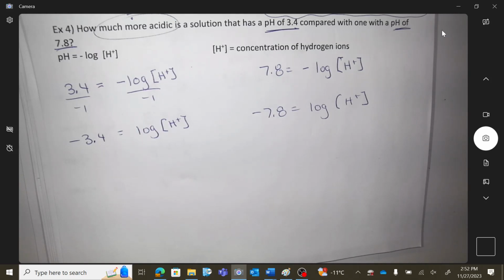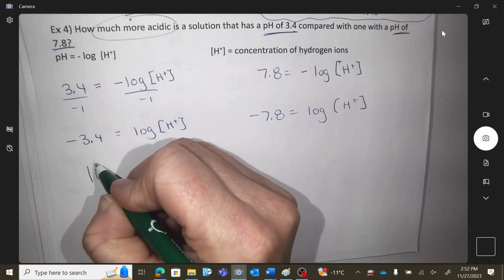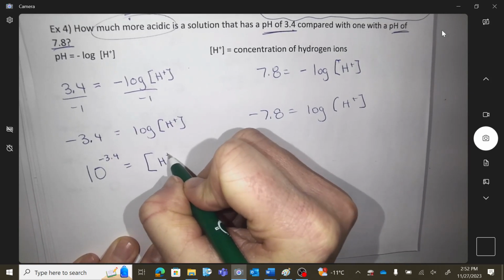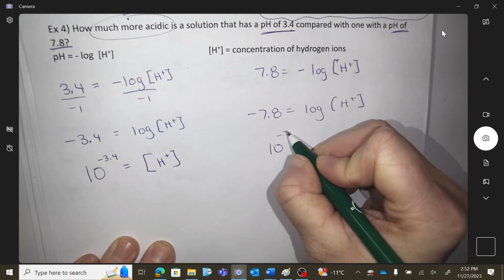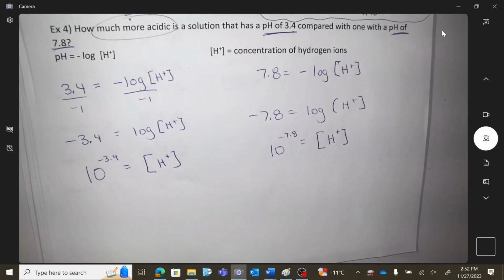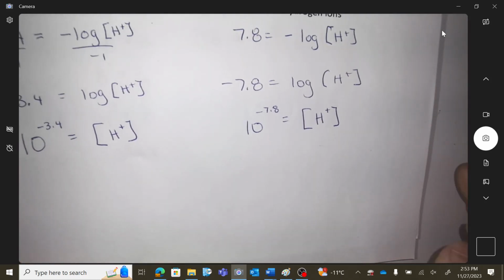I have all my components. I'm going to change it to exponential. What's the secret base? 10 to the exponent equals result. Okay, so we're going to divide to see how much more acidic is something.